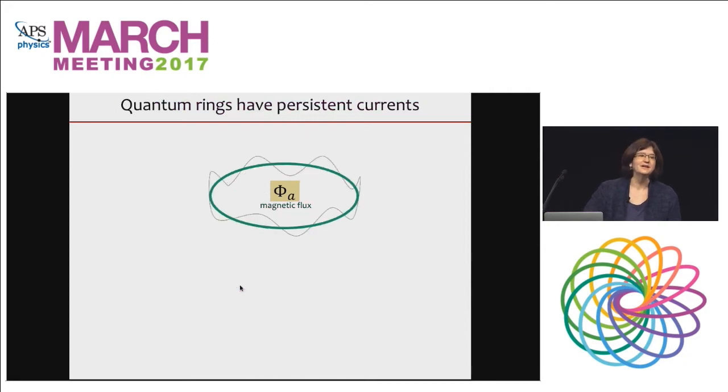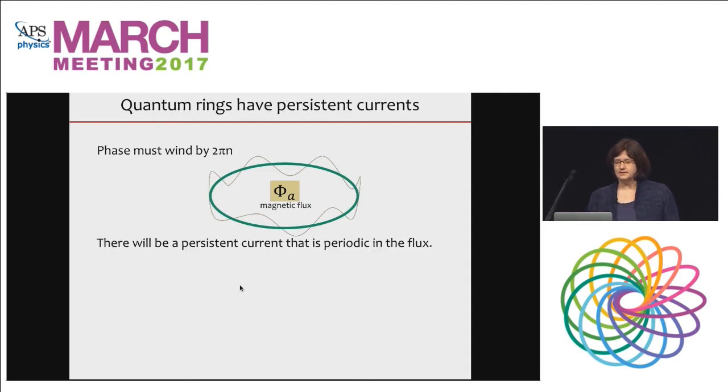OK, so now suppose that you don't have a beam with two arms like this, but instead you have a standing ring, again, with a tunable magnetic flux through the center of the ring. What happens is that for the stable states in the ring, the phase has to wind by 2 pi. And because the phase has to wind by 2 pi times some integer, that means that the free energy will vary with the flux through the ring in a periodic fashion. And that means that there will be a persistent current that's periodic in the flux through the ring.